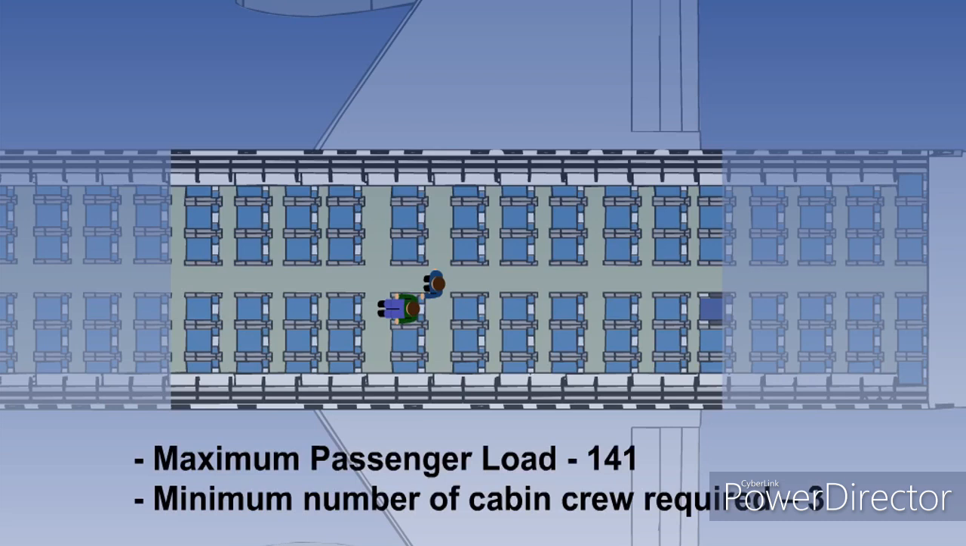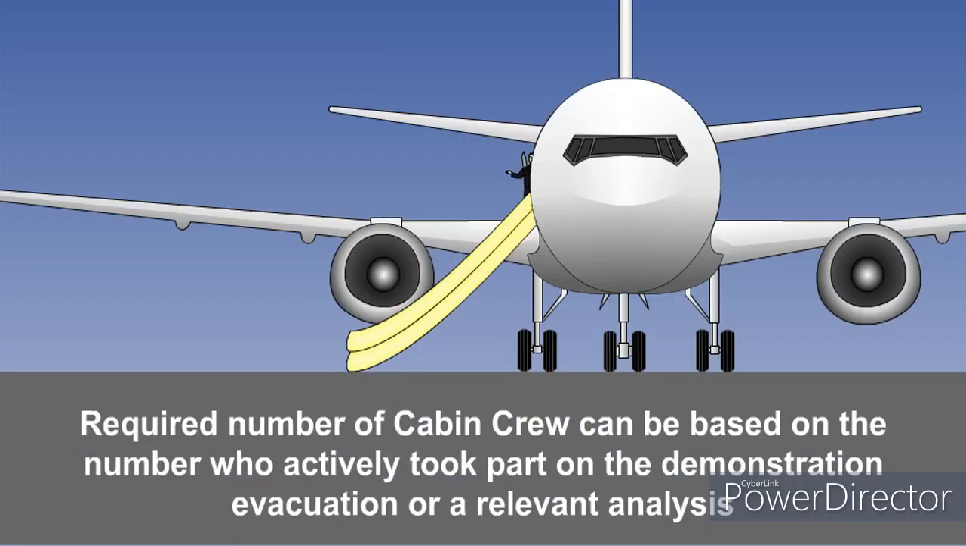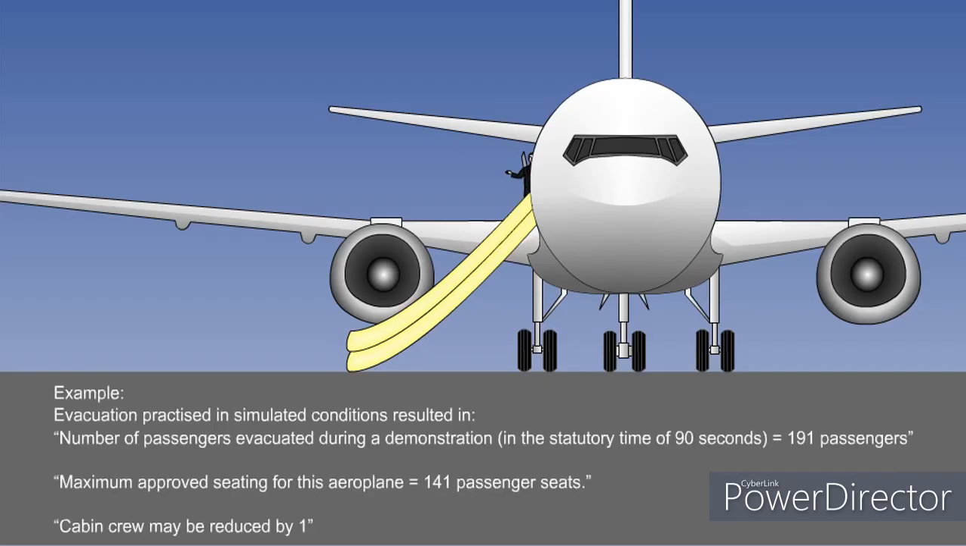cabin crew member is required, or the number of cabin crew who actively participated in the aeroplane cabin during the relevant emergency evacuation demonstration, or who were assumed to have taken part in the relevant analysis, except that, if the maximum approved passenger seating configuration is less than the number evacuated during the demonstration by at least 50 seats, the number of cabin crew may be reduced by 1 for every whole multiple of 50 seats, by which the maximum approved passenger seating configuration falls below the certificated maximum capacity. To explain this, an example is on screen.